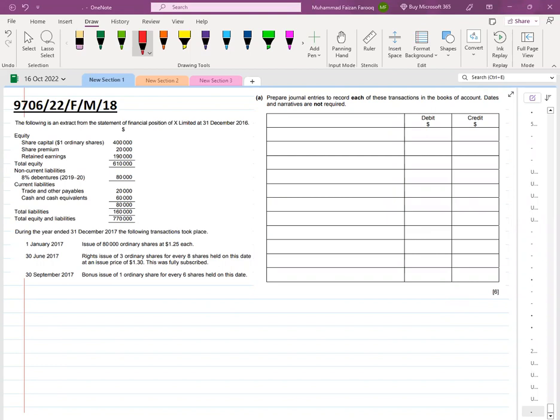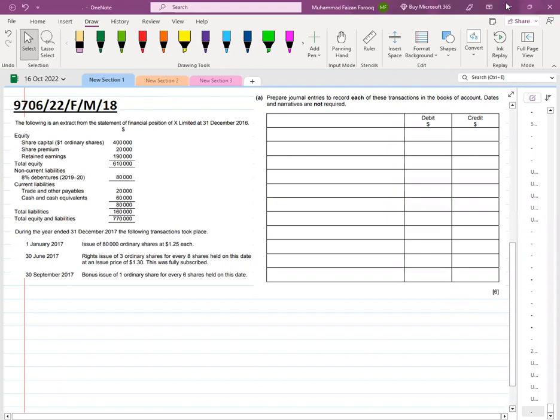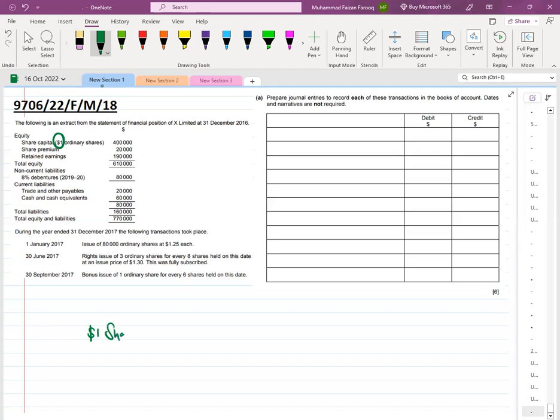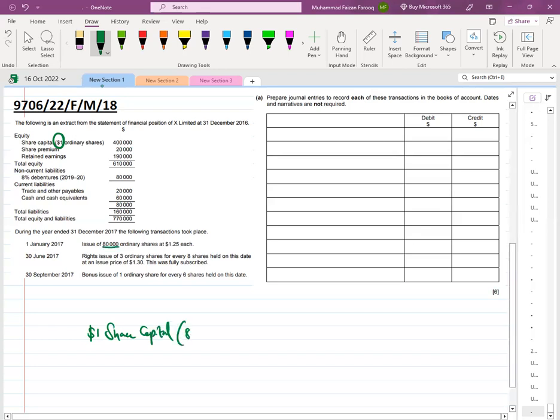Issuance of shares: we are aware that share capital is always recorded at par value, and the price is given. The par value is $1. Am I right? Yes. Share capital $1, it can be written as ordinary share capital. Both are the same thing. How many shares did the company issue? 80,000 shares. Par value is $1, so it comes to 80,000 credit.